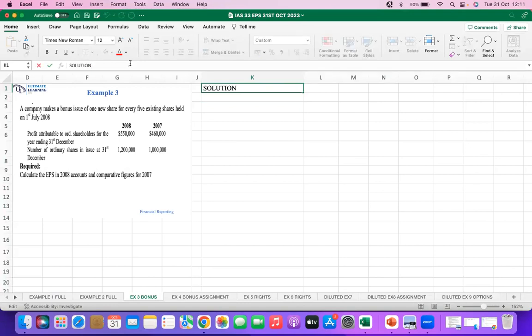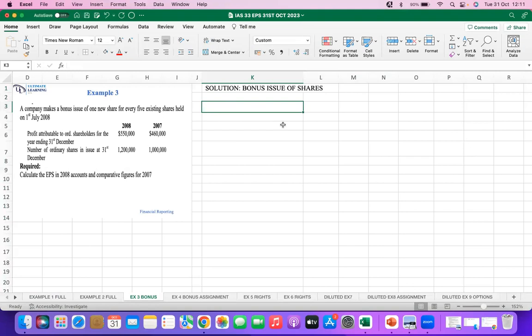So it's our solution on bonus issue of shares. We start: a company makes a bonus issue of 1 new share for every 5 existing shares. So we must get what is called the adjusting factor.